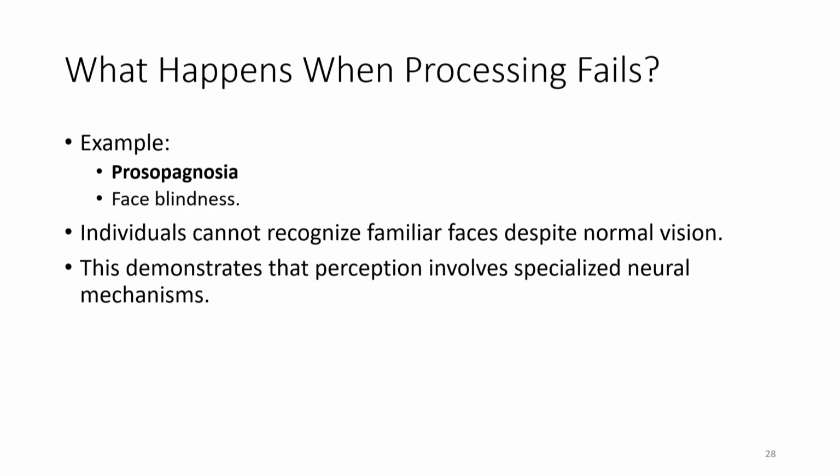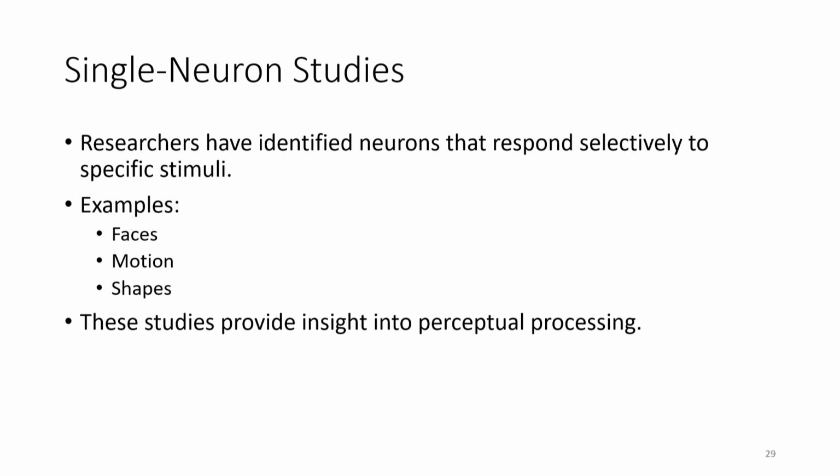Now, what happens when processing fails? An example of when processing fails is prosopagnosia, which we just briefly talked about, or face blindness, where individuals cannot recognize familiar faces despite normal vision. So, this demonstrates that perception involves very specialized neural mechanisms, some of which we highlighted in the previous slides. A number of single neuron studies have been carried out by researchers, where they have identified that neurons respond selectively to specific stimuli. For instance, neurons may respond selectively to faces, motions or shapes. These studies provide insight into how perceptual processing occurs in humans.